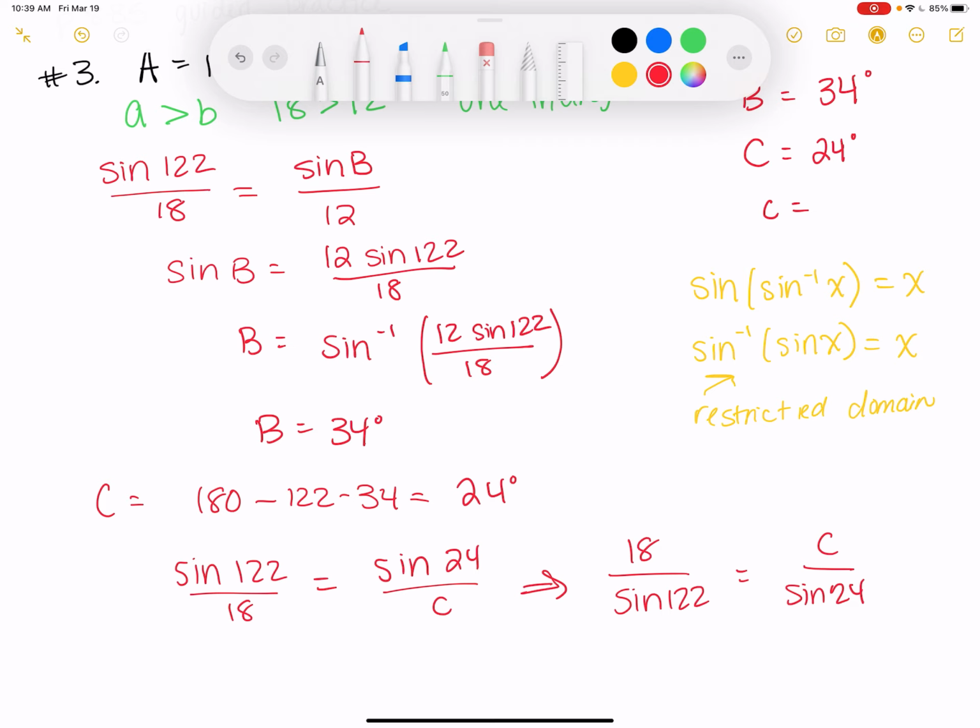So if the side is on the top, it has to be the same way for both of them, right? Yeah, so if I'm trying to find a side, typically I put the side on top. If I'm trying to find an angle, I'll usually put the angle on top. That makes sense. Thank you.